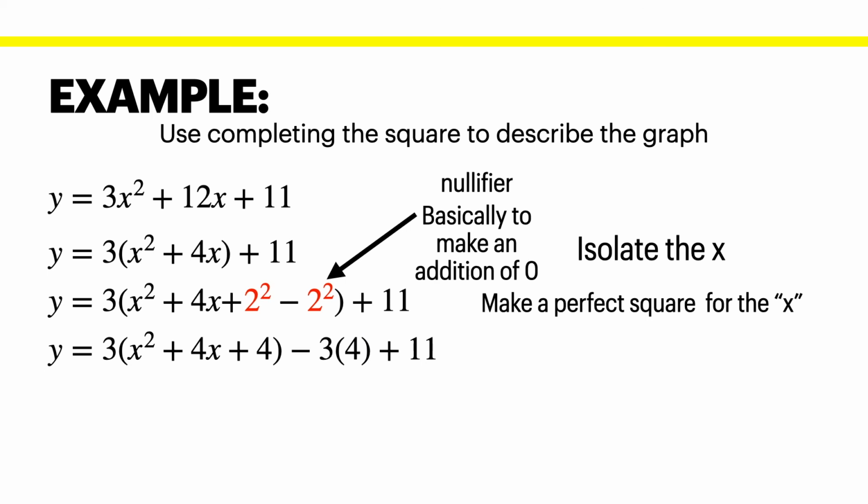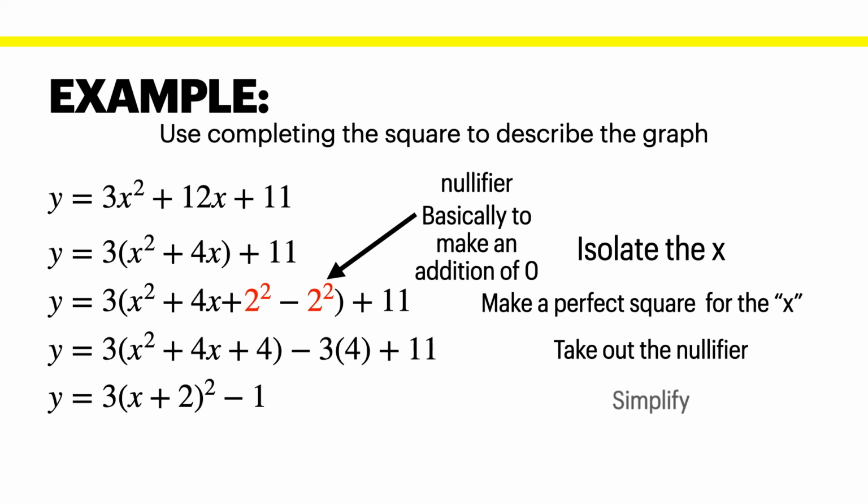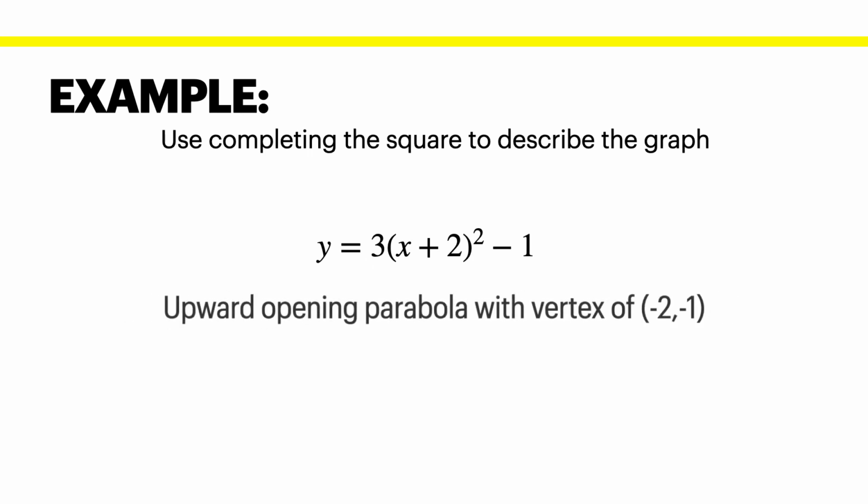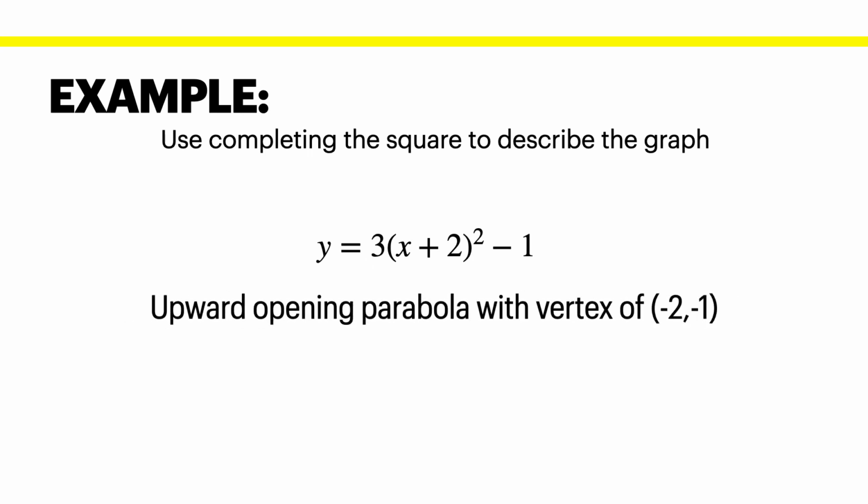Taking out the 2 squared while multiplying it by 3, we're going to get 3 times 4 plus 11. So we take out the nullifier and end up with y is equal to 3 quantity x plus 2 squared minus 1. That is the vertex form, and we can now describe this. This is a parabola opening upward with a vertex of -2 and -1.